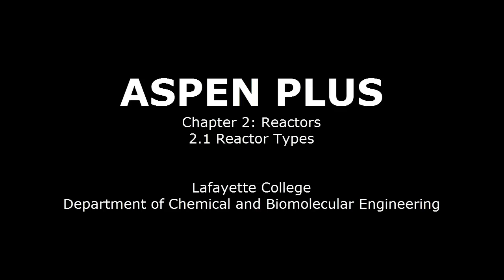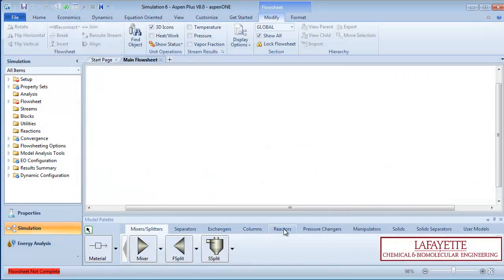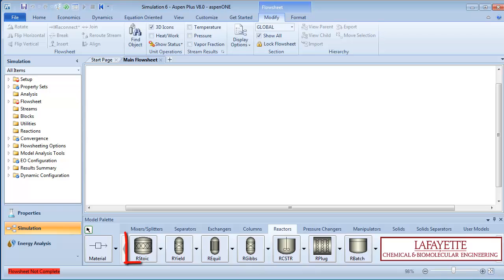This screencast provides an overview of the various reactor simulator blocks in Aspen Plus software. There are 7 reactor simulator blocks in Aspen.